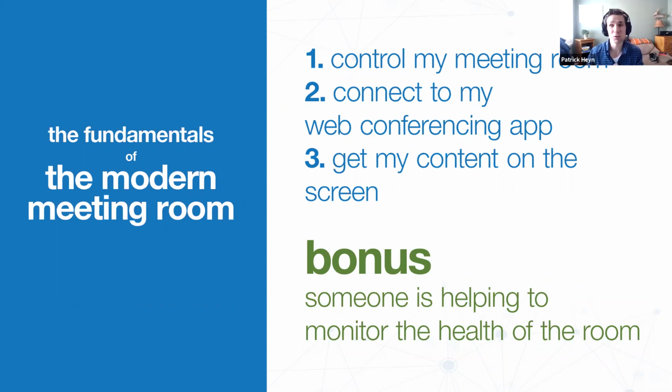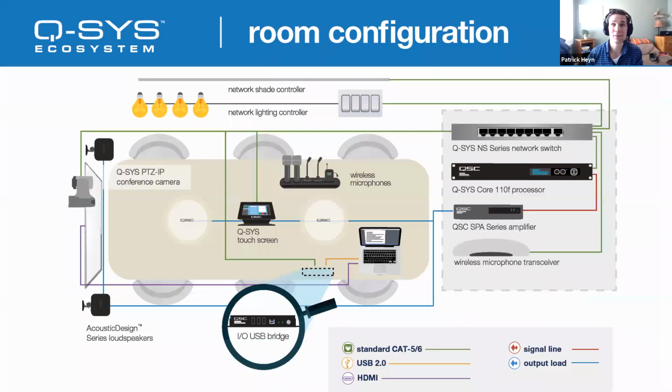You need to be able to control that meeting room, connect to a web conferencing app, and then get your content on the screen. And realistically, the bonus would also be that when your end users walk into that room, they have the confidence of knowing that somebody else might be monitoring this room so that they don't have to encounter a room that's broken. They have the confidence that somebody's got my back in this room and is monitoring all the integrity of the system and can help me if something were to happen.